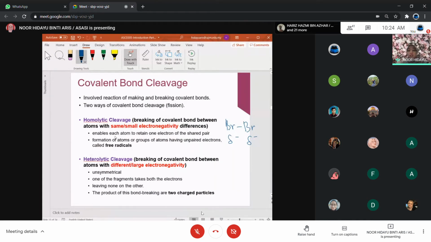So enable each atom to retain one electrons of the shared pair. Formation of atom or groups of atom having unpaired electron, we call it as a free radical. Okay, what happened here?